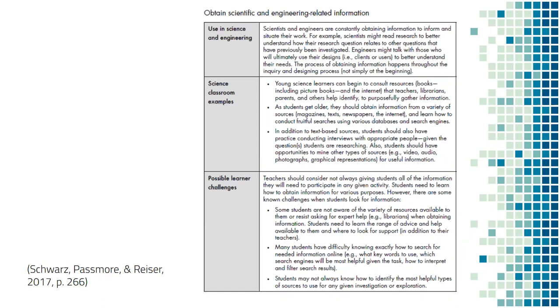Students should be able to obtain information from a variety of sources. As students enter high school, they should begin to obtain information from scientific-specific databases. They should also have the opportunity to read technical literature.